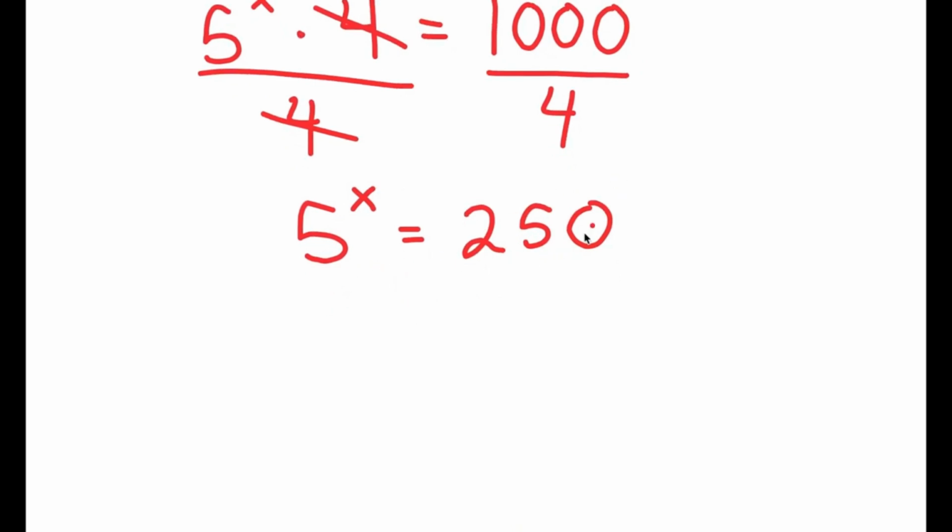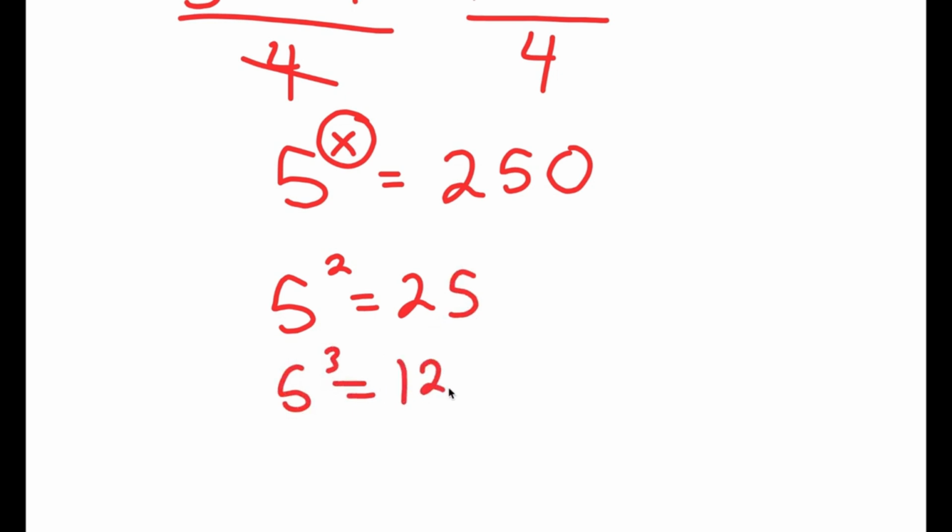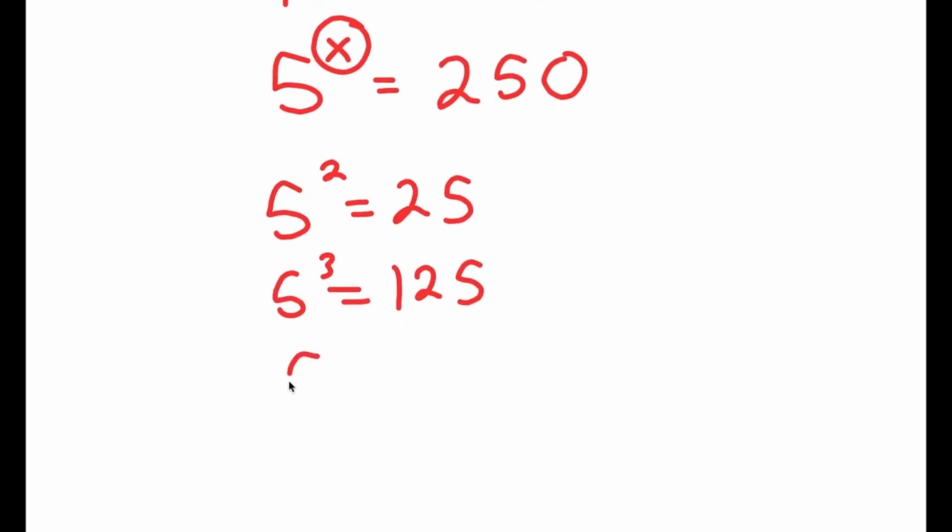So we have 5 to the power of x equals 250, and just at first glance of this equation, we can tell that x is not going to be a whole number because we have 5 squared is 25, 5 to the power of 3 is 125, and 5 to the power of 4, this is going to be 125 times 5, which is 625. So the value of x is somewhere in between 3 and 4.